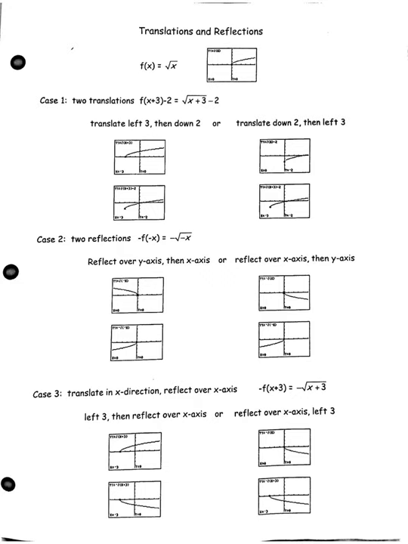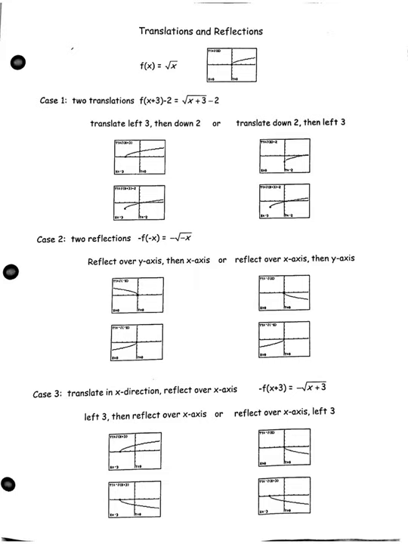So if I have my initial root x function, if I have 2 translations, if I translate left 3 and then down 2, this would be our final graph. Let's say I go in the opposite order, where I translate down and then over. In both cases, the graph is the same. Point being, the order in which you translate, whether you do the inside or outside first, you will get the same result.